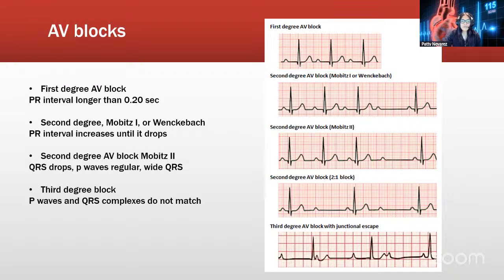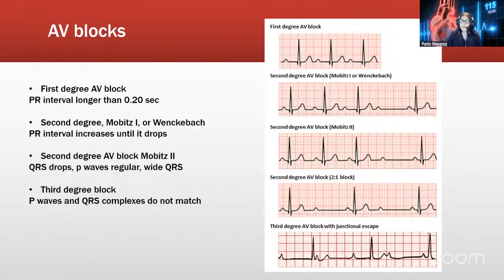We're going to have first degree AV block. So I'm going to skip the AV because they're all AV blocks. So it's first degree, second degree. Second degree block is also called Mobitz 1 or Wenckebach. However you want to call them, the 3 are going to be identifiable. Now, the most common name for this block is Wenckebach. And then we have second degree Mobitz 2, or we can just call it Mobitz 2. And then the third degree block.